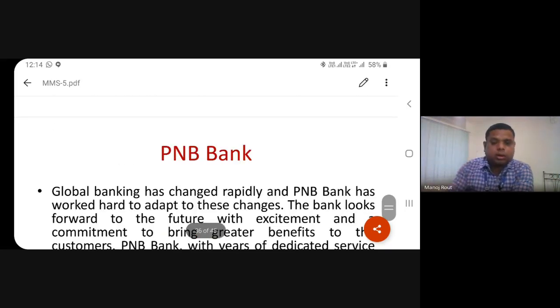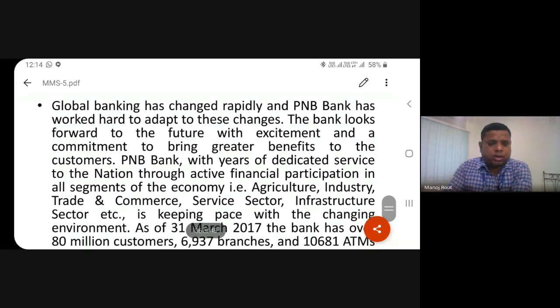Next, if you go to the past scenario, there was a major scam by Nirav Modi, who took a huge amount of loan from the bank, and the bank faced a number of crises with SEBI and with the RBI of India. Global banking has changed rapidly, as you know, and private sector banks are more focused on customers, making financial benefit through developing more potential customers in different geographical locations across India.